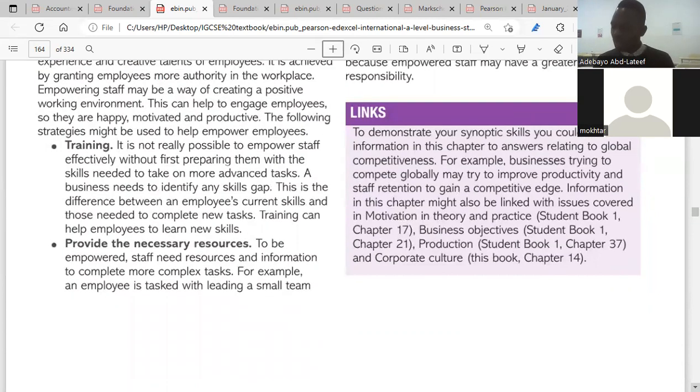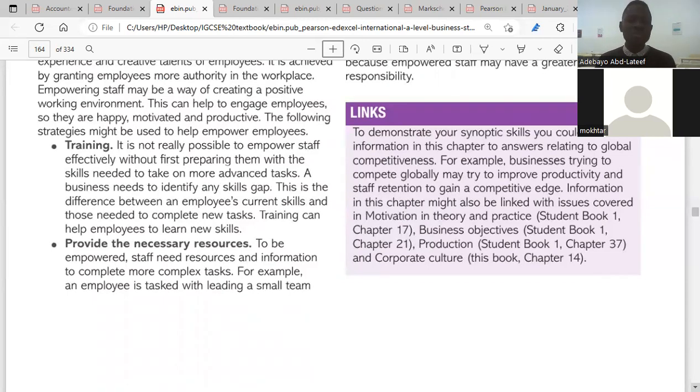Here I wrote, training. It helps employees to learn new skills. This shows the gap between the current skills and those needed to complete new tasks. Training can empower employees because when you train employees, you're going to train them on how to carry out the new function. You're not training them on what they already know. So training would reduce the gap between what they know and what they don't know. So with training, employees become more empowered and they'll be able to understand what they don't understand, and it adds to their skills. This would improve their motivation and productivity.